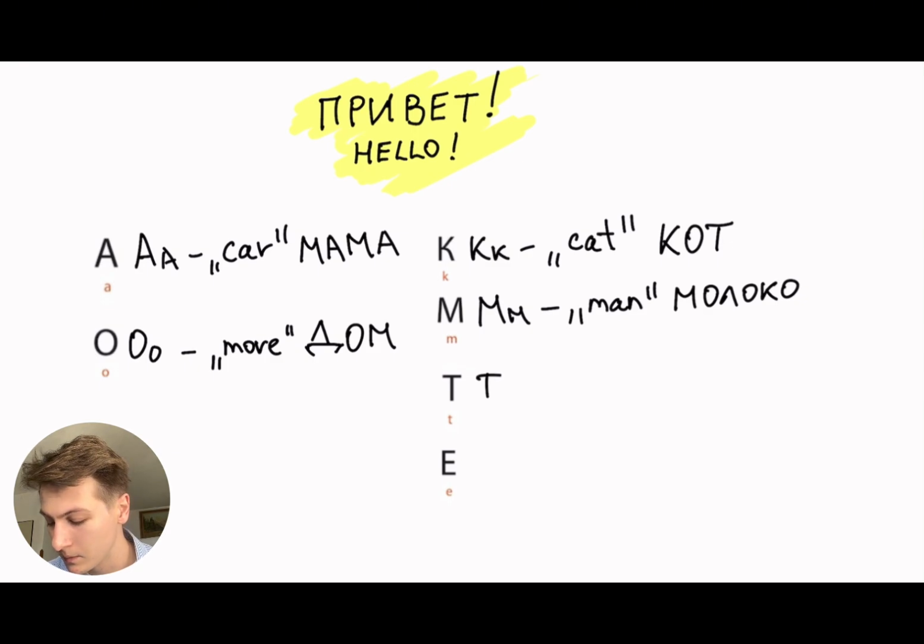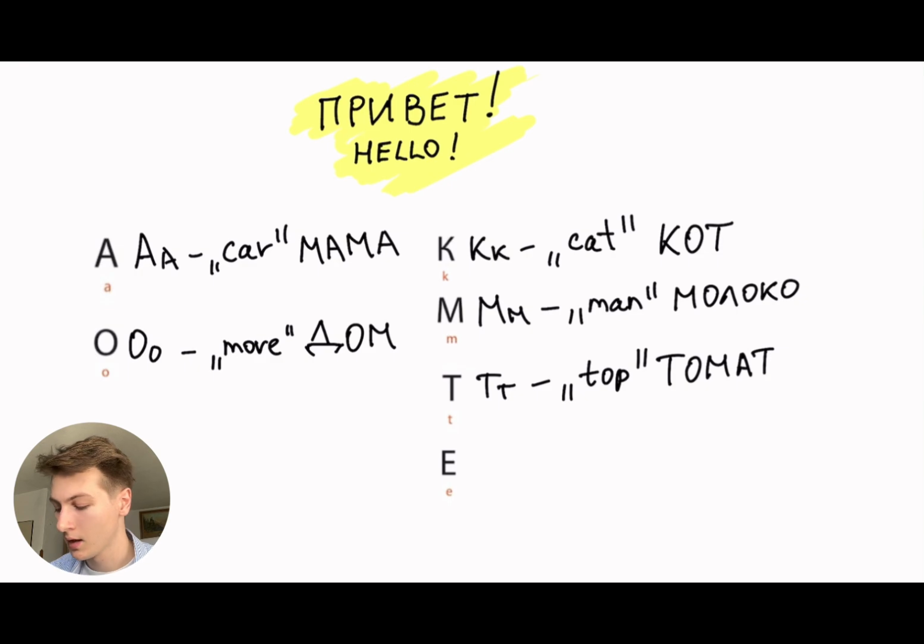And next one will be T. Repeat after me. T. And sounds like in the word top. Te. An example of Russian word is tomat. Te. Tomat, which means tomato.